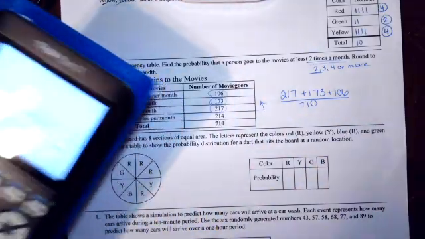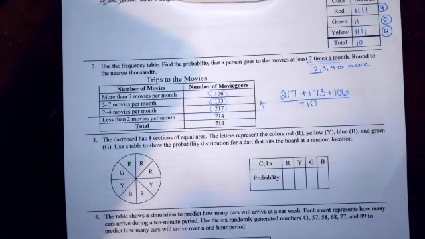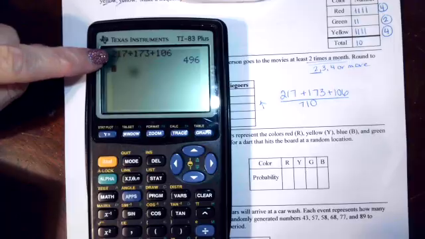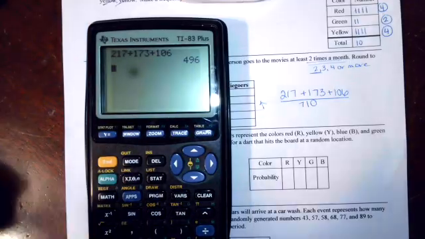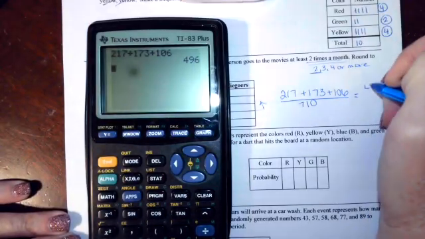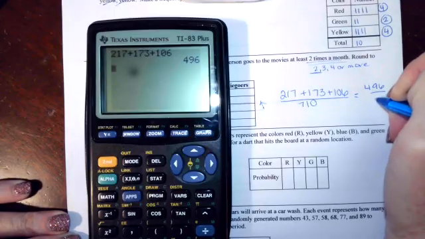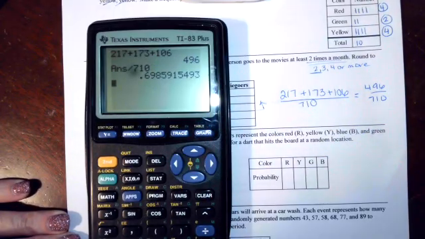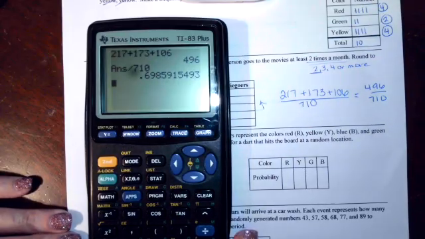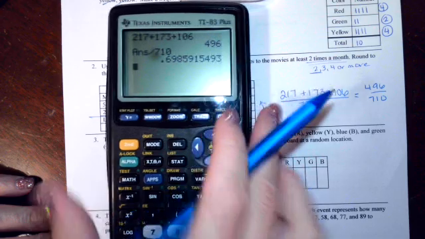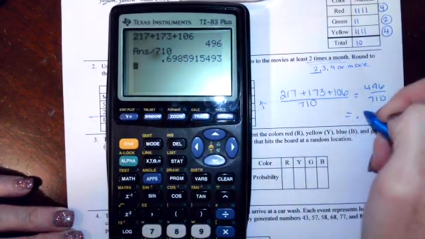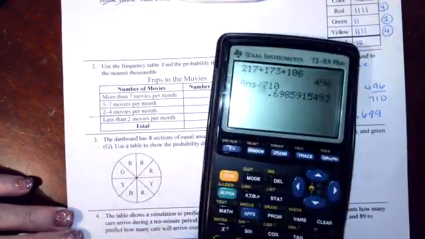I'm going to pause real quick. Okay, so I went ahead and grabbed the graphing calculator and I put the numbers in, added them, and that gives me 496. So I have 496 out of a total of 710. So I'm going to divide that by 710, and that gives me 0.6985. And it says round to the nearest thousandths. So we're going to go to 3 places. 6985. 5 tells me to go up. So this is 0.699. Okay.